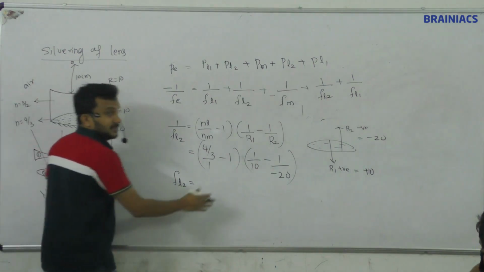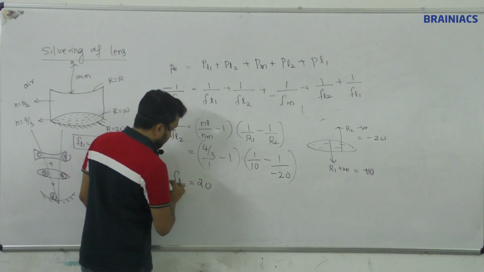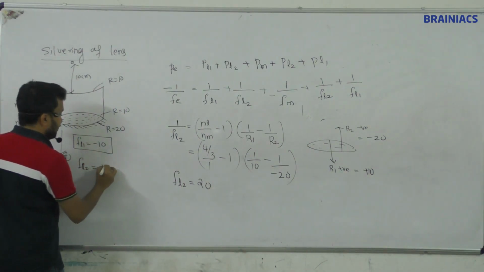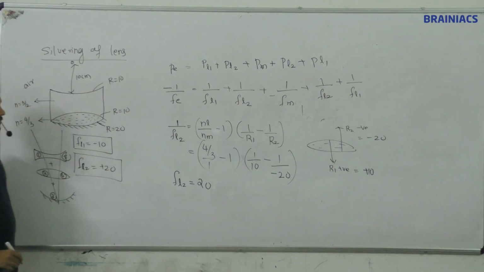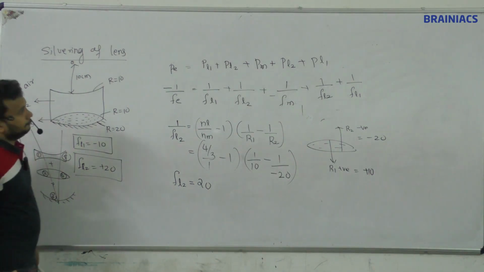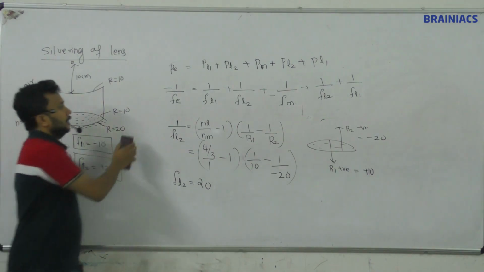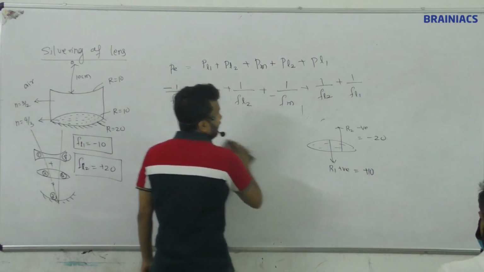Okay. Now tell me FL2. Plus 20, yeah? Plus 20. So I got FL2 equal to plus 20. So I'll put it in the box. So these are the things we have derived so far. Next one, what do we require next? FL1 find out, FL2 find out. What do we require next?